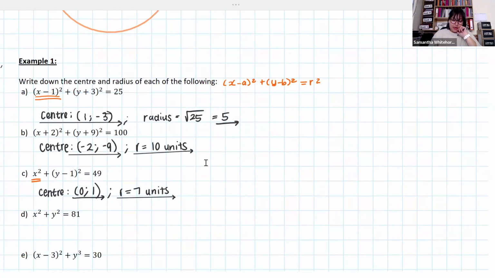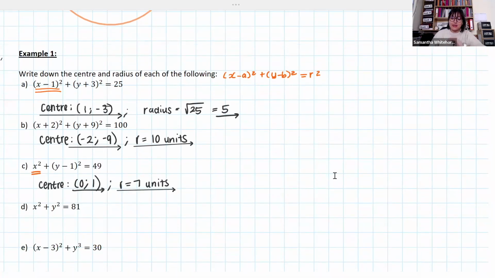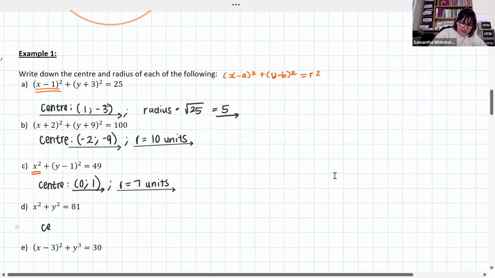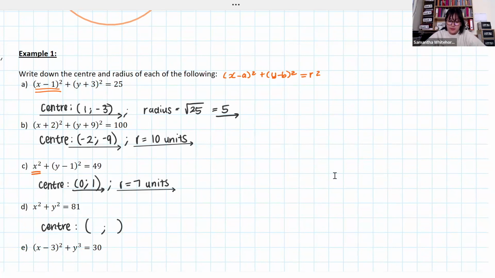Okay, so with that being said, what is the center for question D? And if you want to go a step further, what is the radius? Nice, Leila.